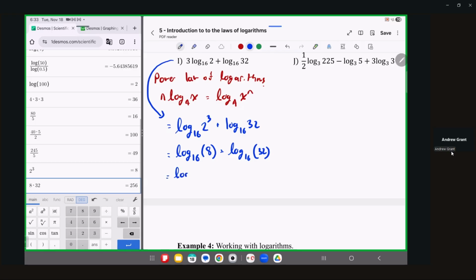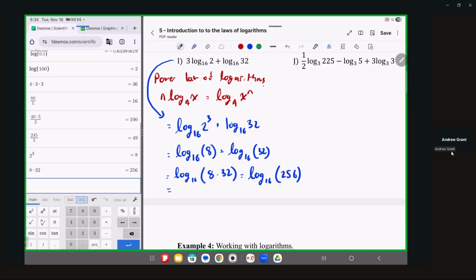So this is the same thing as log base 16 of 8 multiplied by 32, which will be equal to log base 16 of 256. And you may not be familiar with your 16 times table, but 16 times 16 is 256. And so we can write this as log base 16 of 16 to the power of 2. And so our answer to this is just going to be 2.